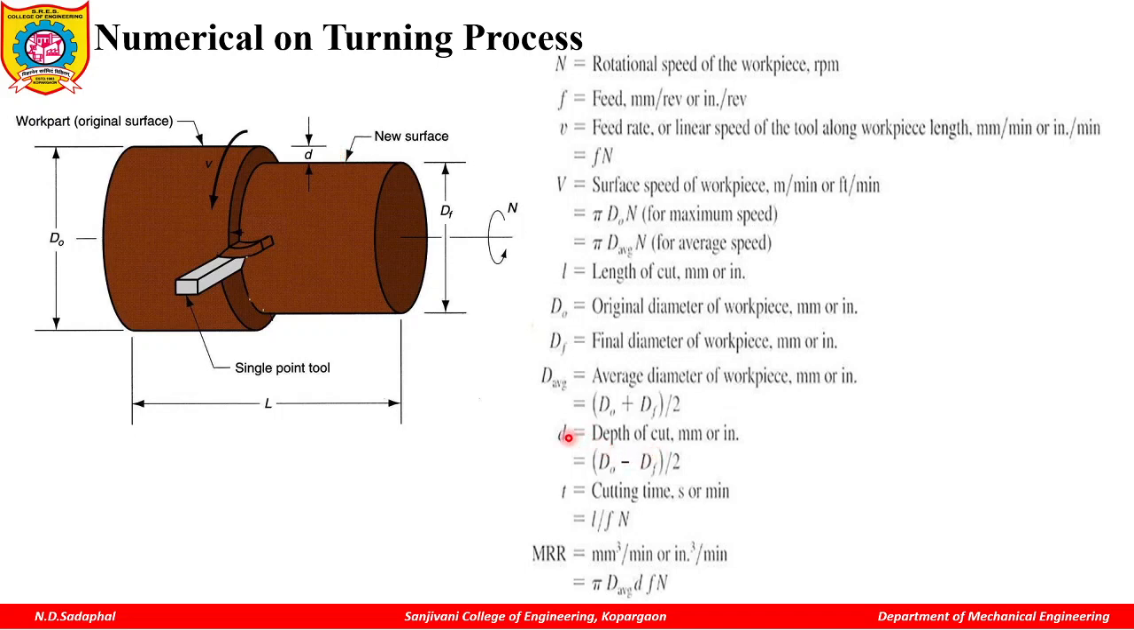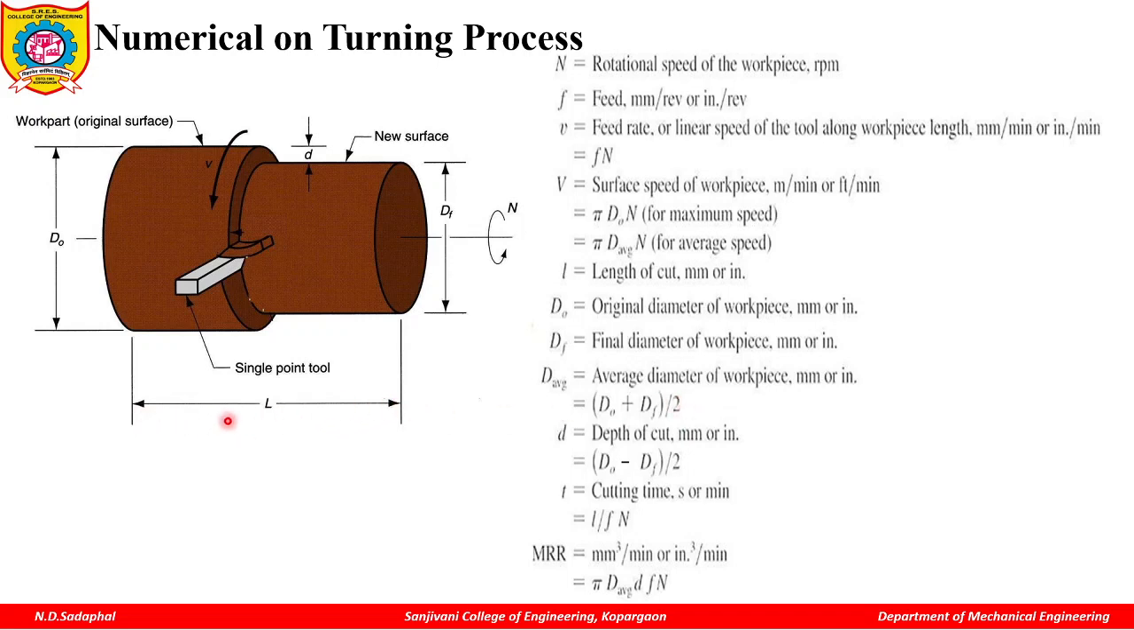So this small d depth of cut can be calculated by this formula, (DO minus DF) upon 2. Initial diameter minus final diameter upon 2. So you will get this small d. Then if you want to find out the D average, here D average is mentioned, that is average diameter. It can be calculated by formula (DO plus DF) upon 2. Okay, that simple average is there.